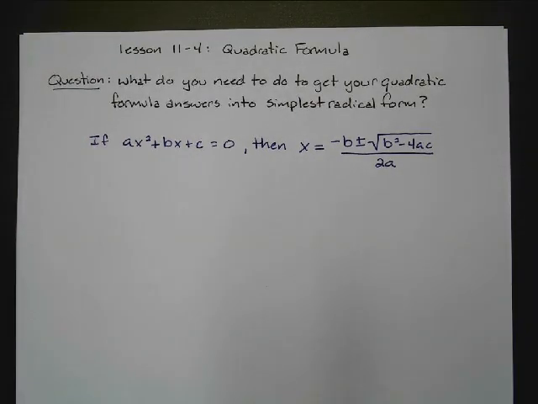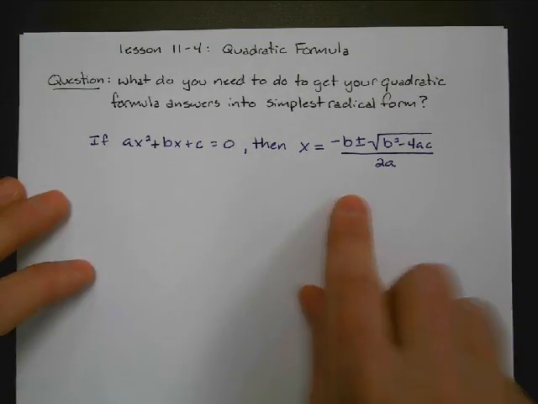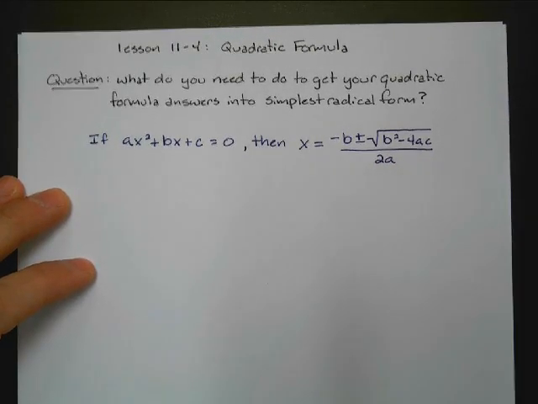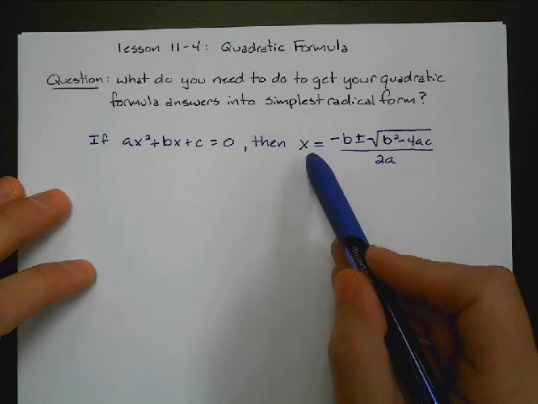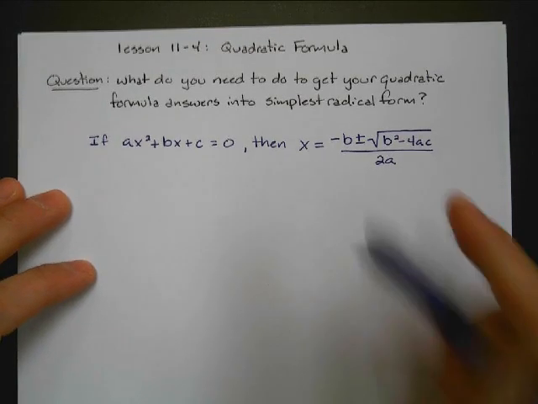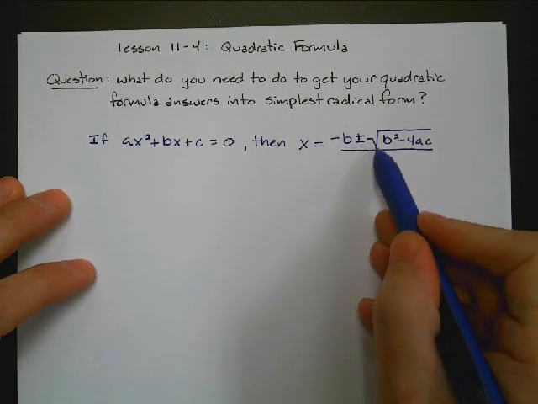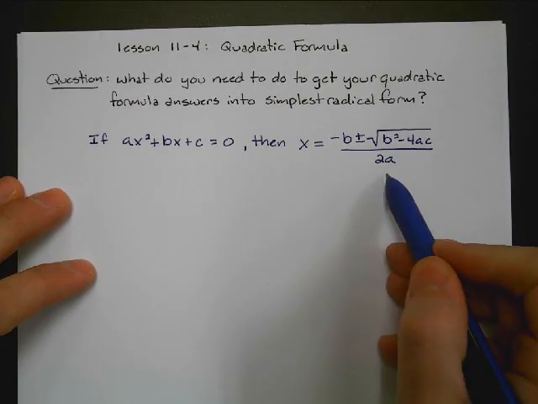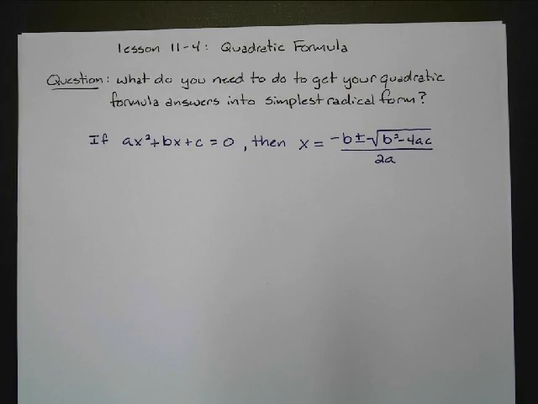You're going to need to memorize this formula right here. The formula is x equals negative b plus or minus the square root of b squared minus 4ac all over 2a. So that's a lot to remember.